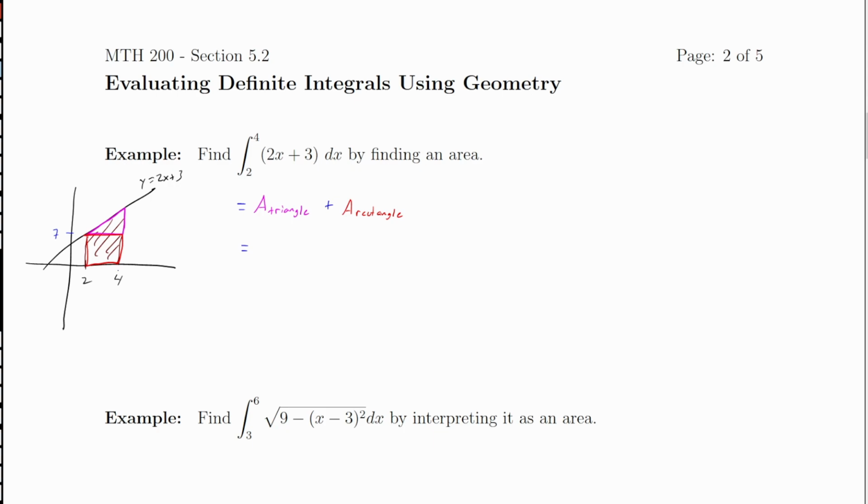If I plug 4 into that function, I'll have 8 plus 3 is 11. So I can see that the triangle has a width of 2, a height of 4. So the area is 1/2 times 2 times 4. The rectangle has a width of 2 and a height of 7. The area is just 2 times 7. So we get 18 as the area of that region, which will be then the area of the integral.